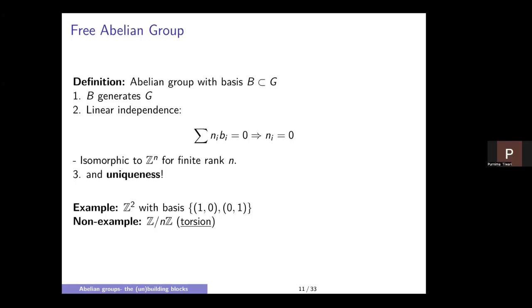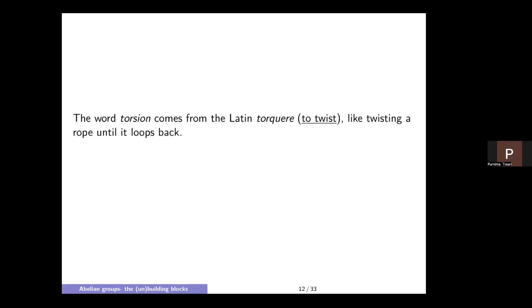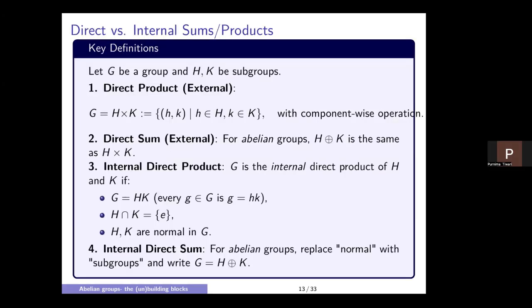Yes, thank you. The word torsion comes from the Latin verb to twist, like twisting a rope until it moves back. We will define torsion subgroups later, so we'll come back to this and understand it better. Just for reference, let's define the direct products and things too for proving or understanding the theorem.